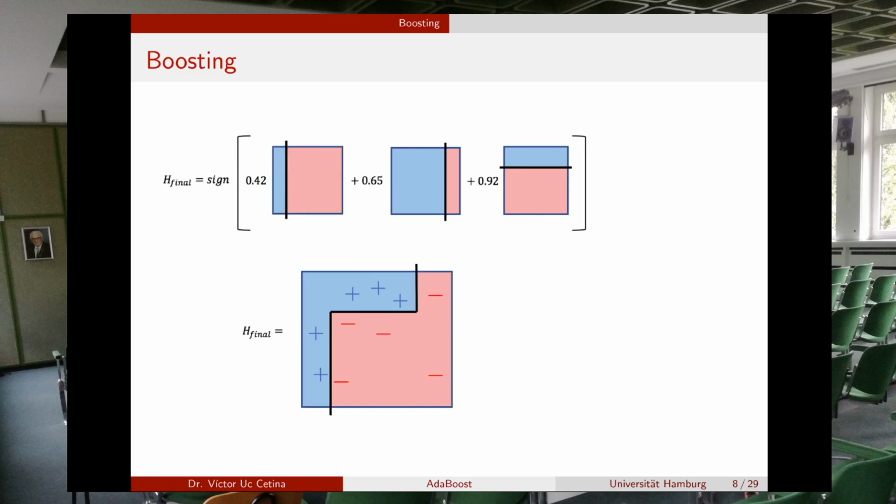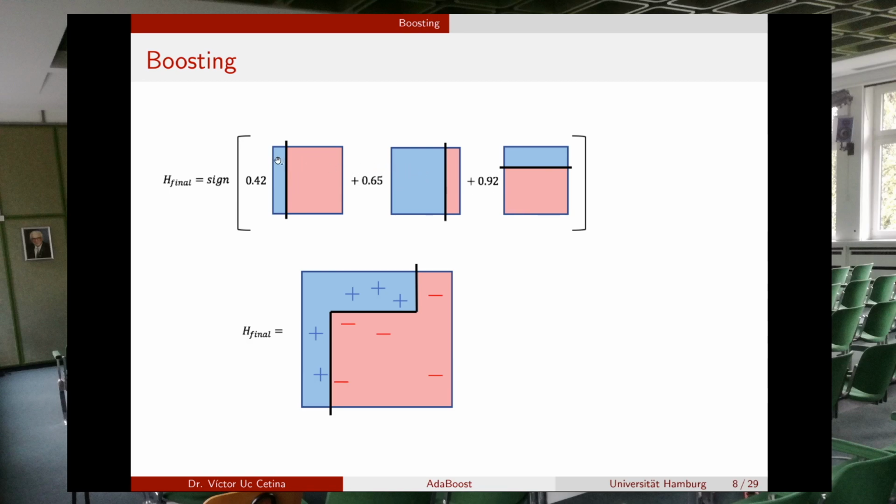Graphically it would look something like this. We say the alpha of the first classifier is 0.42, the alpha of the second classifier is 0.65, and the alpha of the last and third classifier is 0.92. So these are the alphas. Remember, they are telling you how much you can trust each of the classifiers. All those classifiers with large alphas are making fewer mistakes when you classify points.